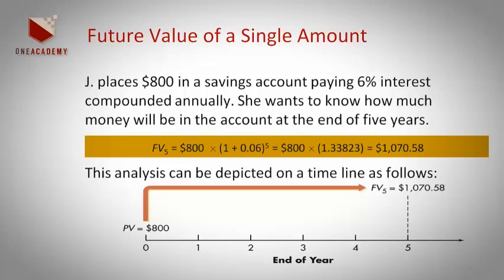Correspondingly, we could, of course, solve a case here. Let's assume that John places $800 in a savings account paying 6% interest, compounded annually. He wants to know how much money will be in the account at the end of 5 years. So we have very simple, fairly straightforward calculations here. $800 times 1 plus 0.06, so 6% is 0.06, to the power of 5. And if we compute it, we will get the answer of $1,070.58. And this is the future value of the $800 we have today with this compounding.